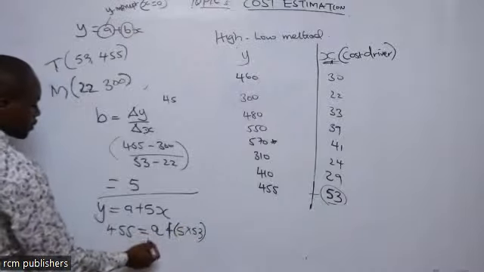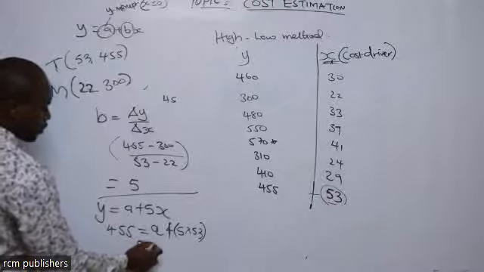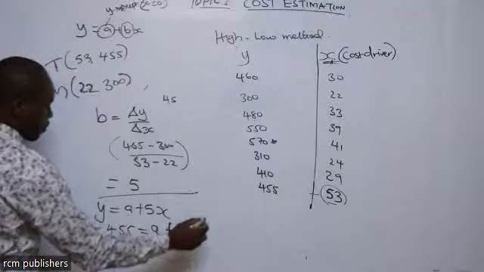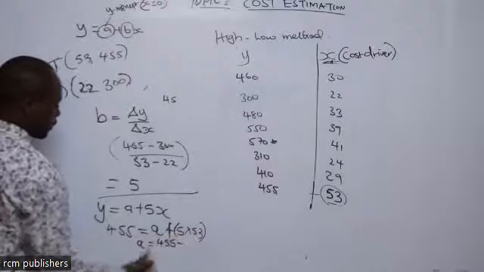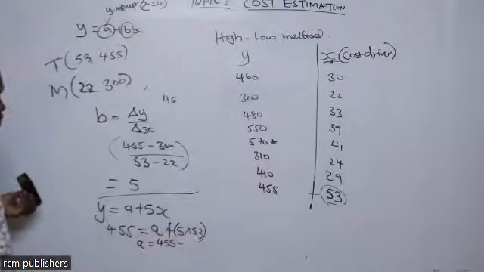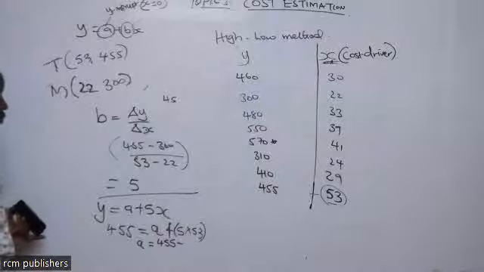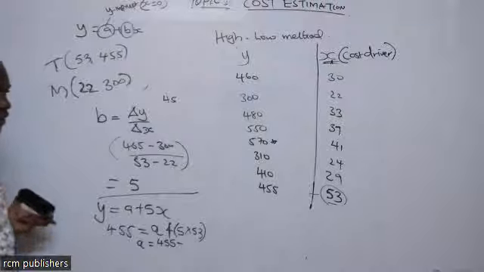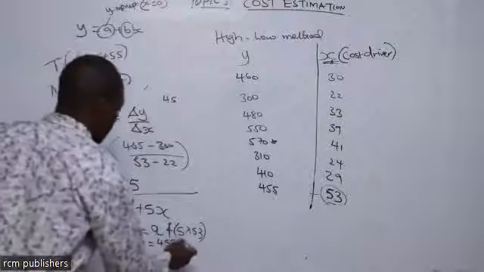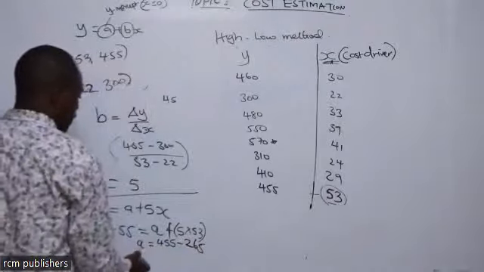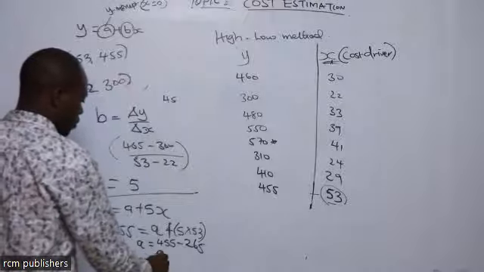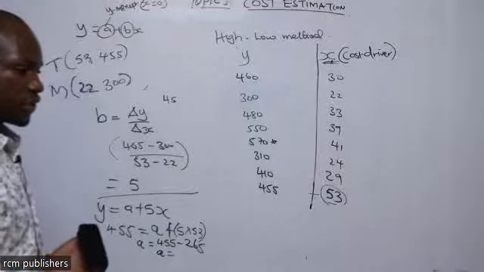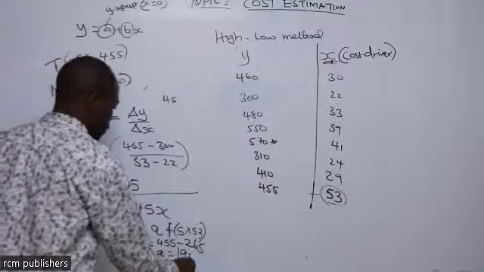So if I do all that, my A is 455 minus 5 by 53. So what will I have? 5 by 53? 5 by 53, somebody? 265. So we have 265. So let's get the value of A. What is the value of A? 455 minus 265, 190. It's taking us back to 190.